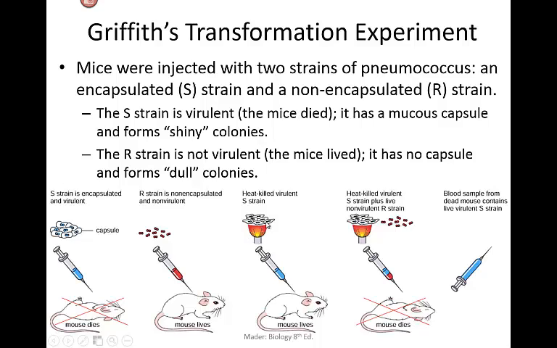If you heat killed the virulent S strain, so if you remember back from Biology 111, we talked about things like enzymes. If you heat them up, they become denatured. So many of the important enzymes in these bacteria became denatured and inactive. He injected these into the mice and they still lived. However, that genetic material is still there.